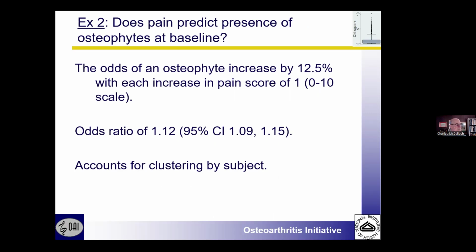All right, here's another example. Does pain predict presence of osteophytes at baseline? You can fit a logistic regression model that accounts for clustering using GEE and get answers like the odds of an osteophyte increase by 12.5% with each increase in pain score. So you can fit logistic regression type models and accommodate the correlation. As I mentioned earlier, of course, we're going to have interpretations with logistic models that are odds ratios and things like areas of the ROC curve. But you can still do that accounting for clustering by subject.